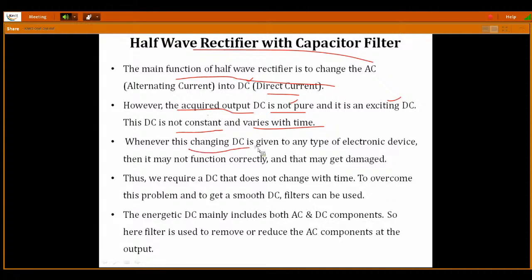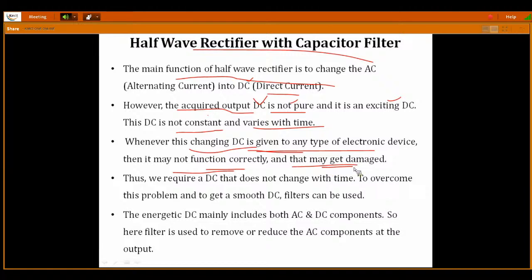That's why, whenever this changing, impure DC is given to any type of electronic device, it may not function correctly or may get damaged. For example, if you want to provide a constant 12 volts DC source to a simple mobile charger, and if any AC ripples are there, so that it is fluctuating at 15 volts, 9 volts, 14 volts, 10 volts, then the electronic gadgets are going to be damaged. They cannot tolerate these fluctuating values. They are designed for constant DC voltages. That's why, whenever varying DC is given to any type of electronic device, it may not function correctly or may get damaged.